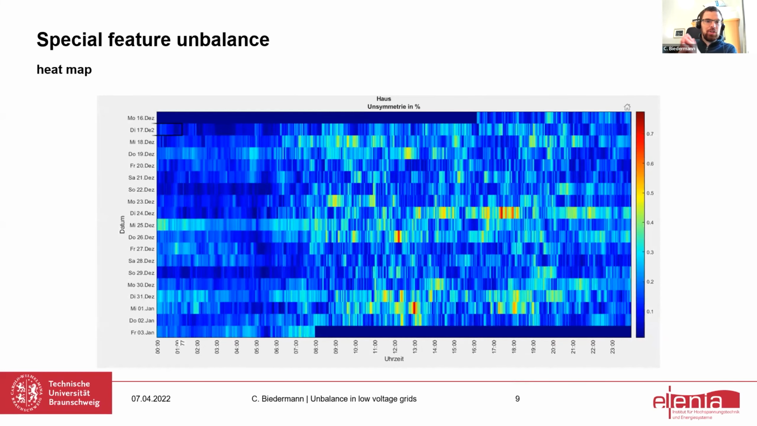What we also measured this time, in December 2019, so before COVID, was the unbalance in this heat map. As you can see here, we had the churches. People go to church on December 24th. In Germany, we celebrate Christmas in the evening on the 24th, and everyone goes to church with the kids.